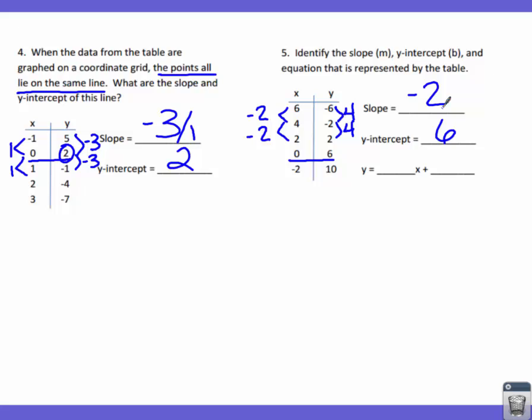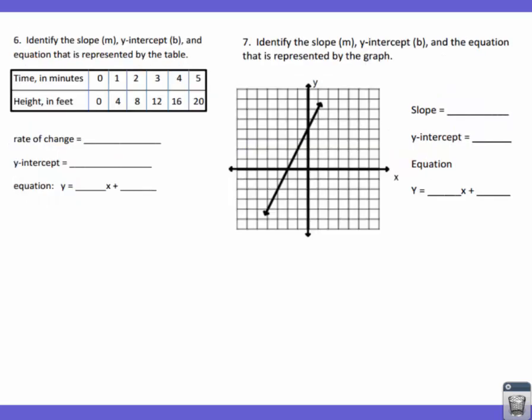Okay, so we end up with, for our equation, y is equal to negative 2x plus 6. Negative 2x plus 6. So if you were to plug this into your calculator, you should get this same exact t-chart. Okay, look at 2 more.